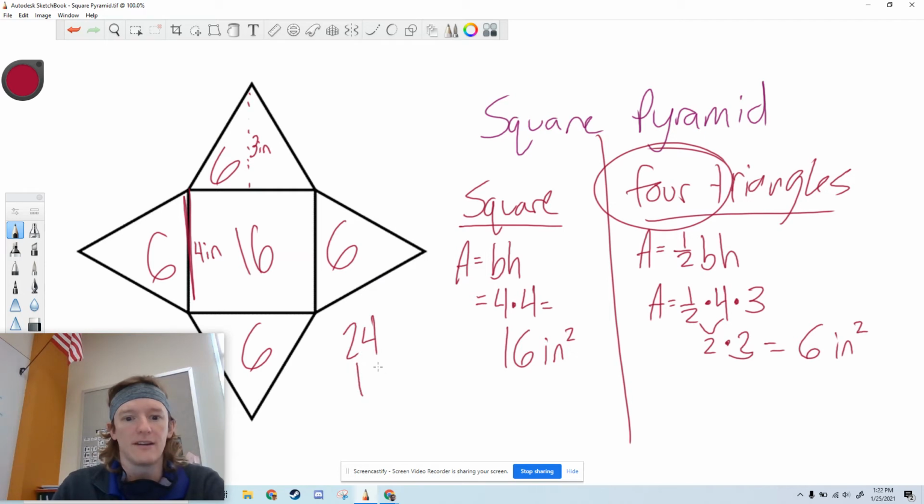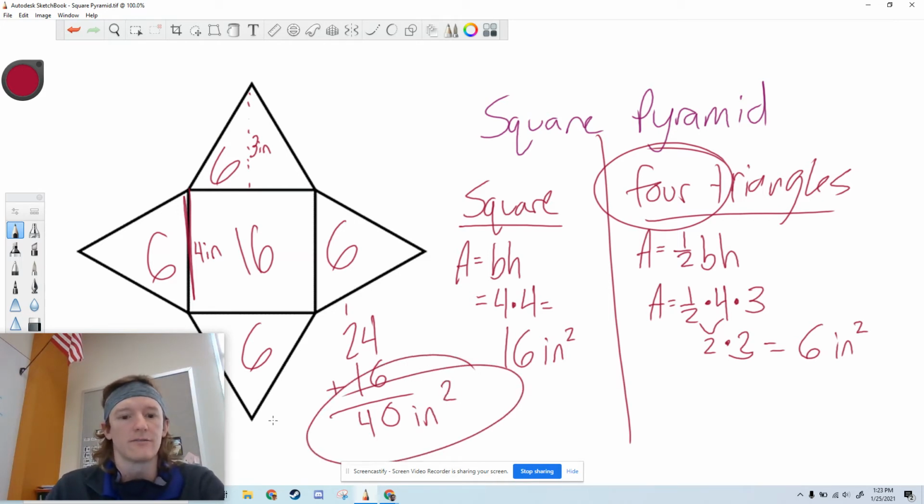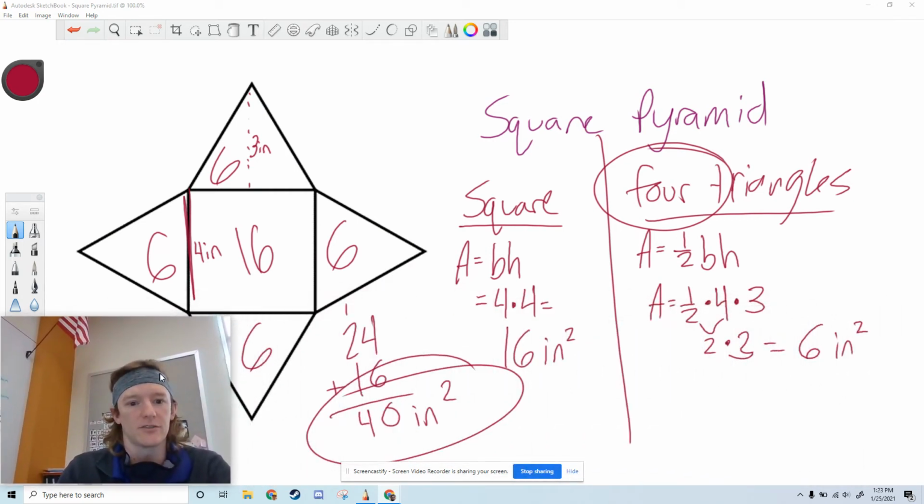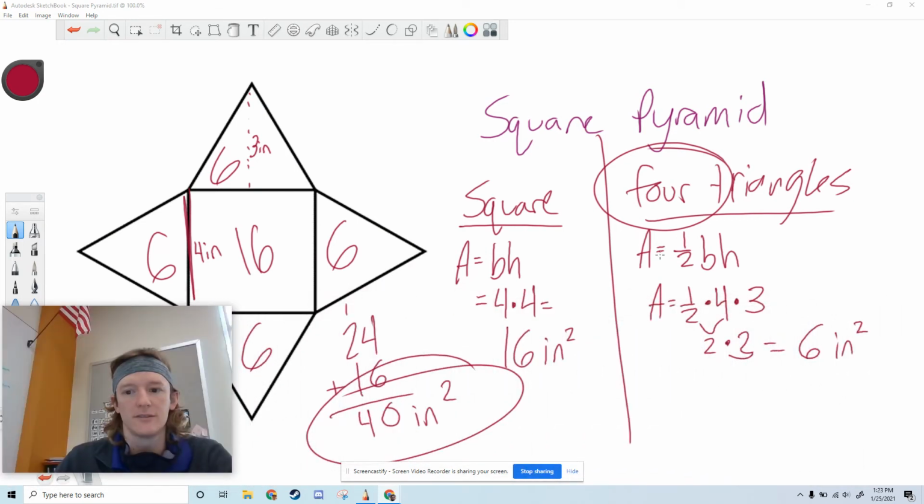And remember to add our square. That's going to be 10. That's going to be 4. So 40 inches squared is our final area of our square pyramid. It has a square and 4 triangles. Find out what the square is. Find out what one triangle is. And then add all 4 of them together. And then add everything together.